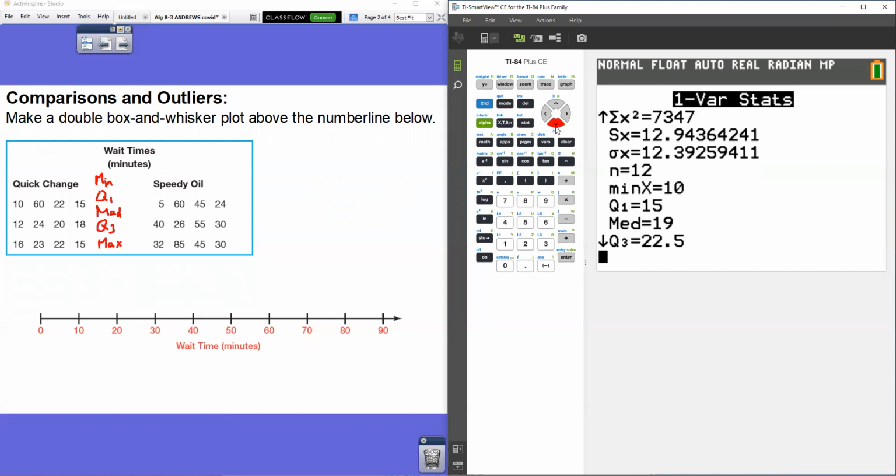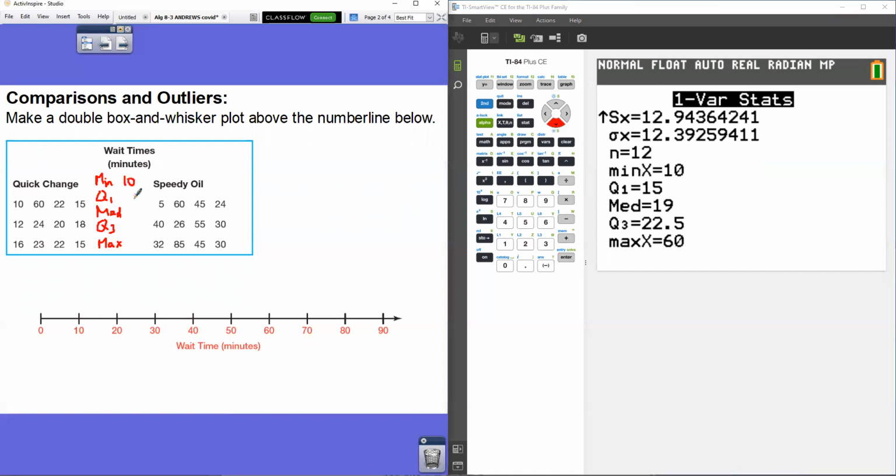And go down to your 5-number summary. So our min is 10. Our Q1 is 15. Our median is 19. Our Q3 is 22.5. And our max is 60. So this is for quick change.